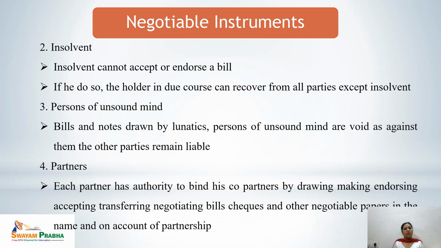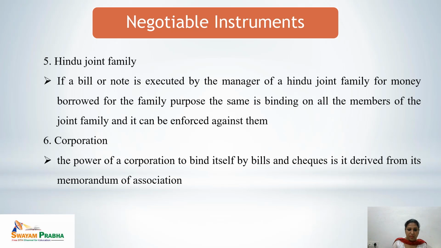Next is the case of partners. Each partner has authority to bind his co-partner by drawing, making, endorsing, accepting, transferring negotiable bills, checks and other negotiable papers in the name and on account of the partnership. They have this authority.